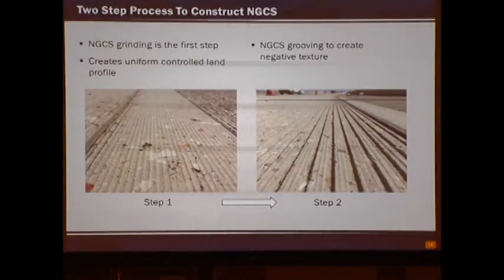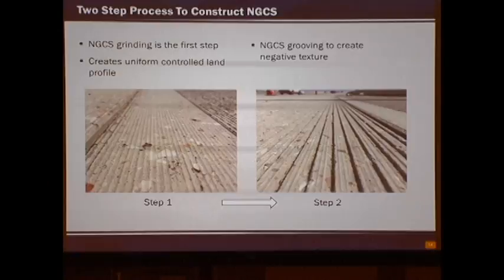So here's the two-step process that we're shooting for, basically. On the left, you see the first step, and this is a diamond blade that grinds the surface of the concrete, and it removes the existing transverse tining throughout the pavement. And then the second step on the right creates the negative texture by placing grooves longitudinally on the concrete.